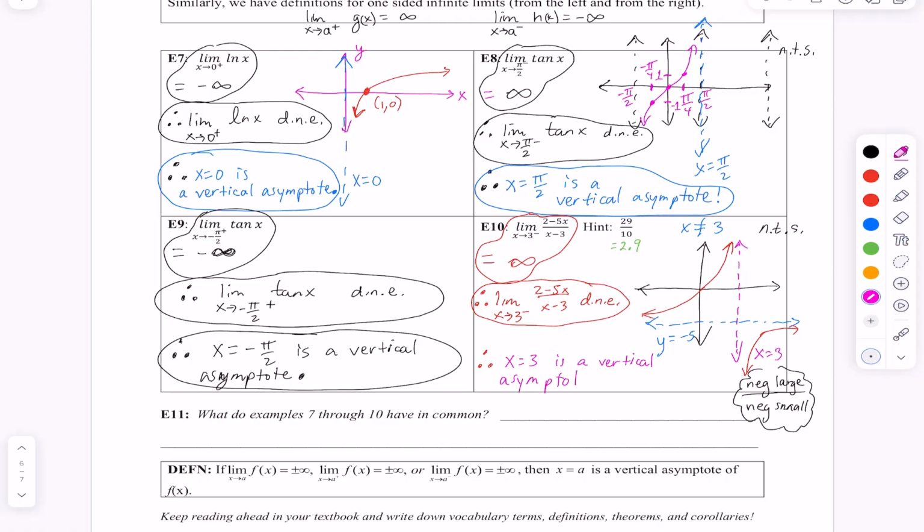Once again, what does this all mean? That means vertical asymptotes have a definition that is related to the idea of a limit. So what do examples 7 through 10 have in common? All these examples have a vertical asymptote, at least one, that is defined by looking at limits.